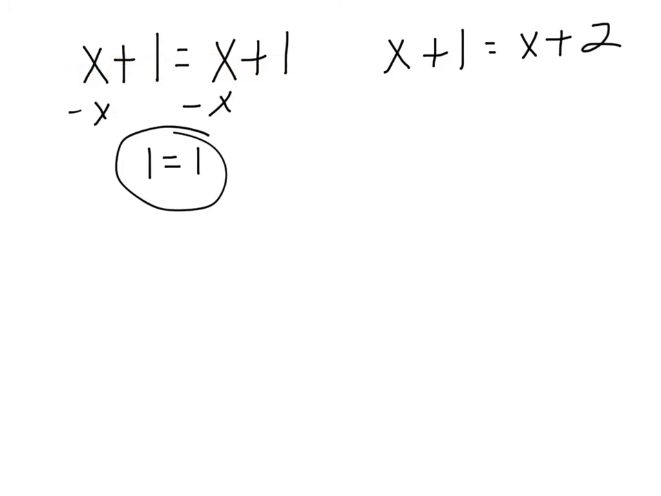Yep. If the variables cancel and you get a number equals a number, basically you get an expression that is exactly the same as the other expression, you can stop. X plus 1 will always equal x plus 1. Therefore, this is going to be called infinite solutions. Every answer that you could plug in works.